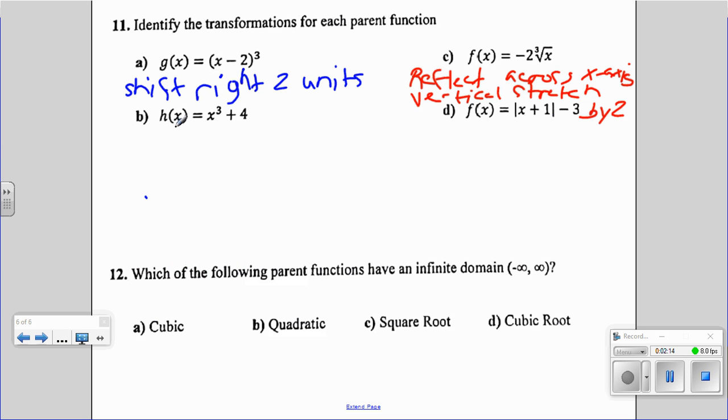For B, we have the cubic, and then we have plus 4 outside the symbol. So when it's outside, it's going to do as it instructs us. So we're going to add 4 to our functions. So in other words, we're adding 4 to our y values. So that's going to cause the graph to shift up 4 units.